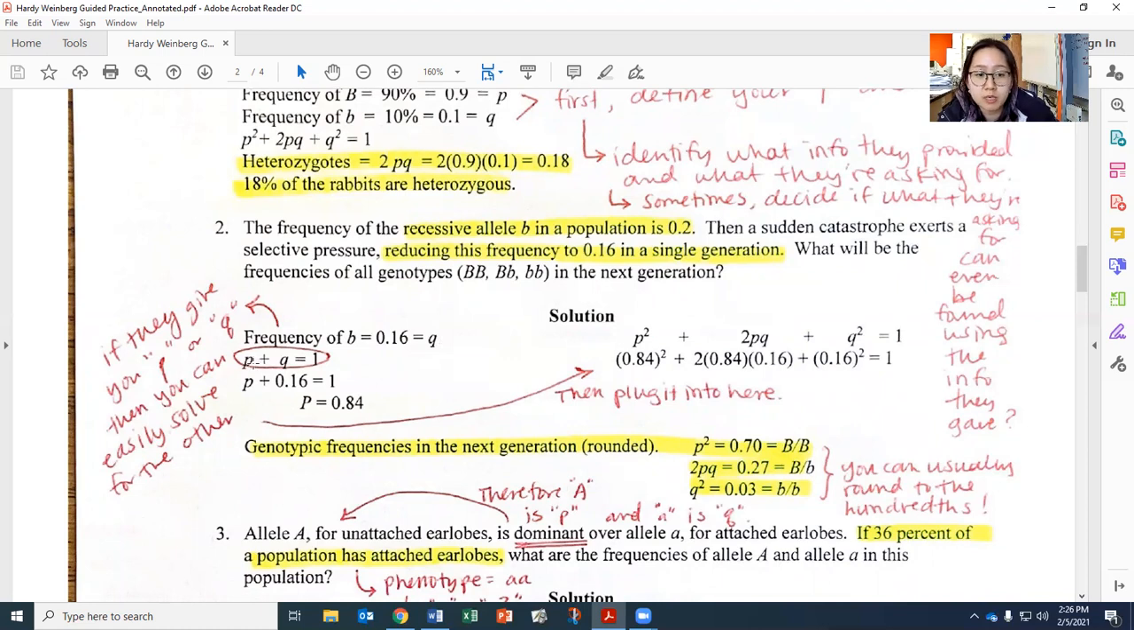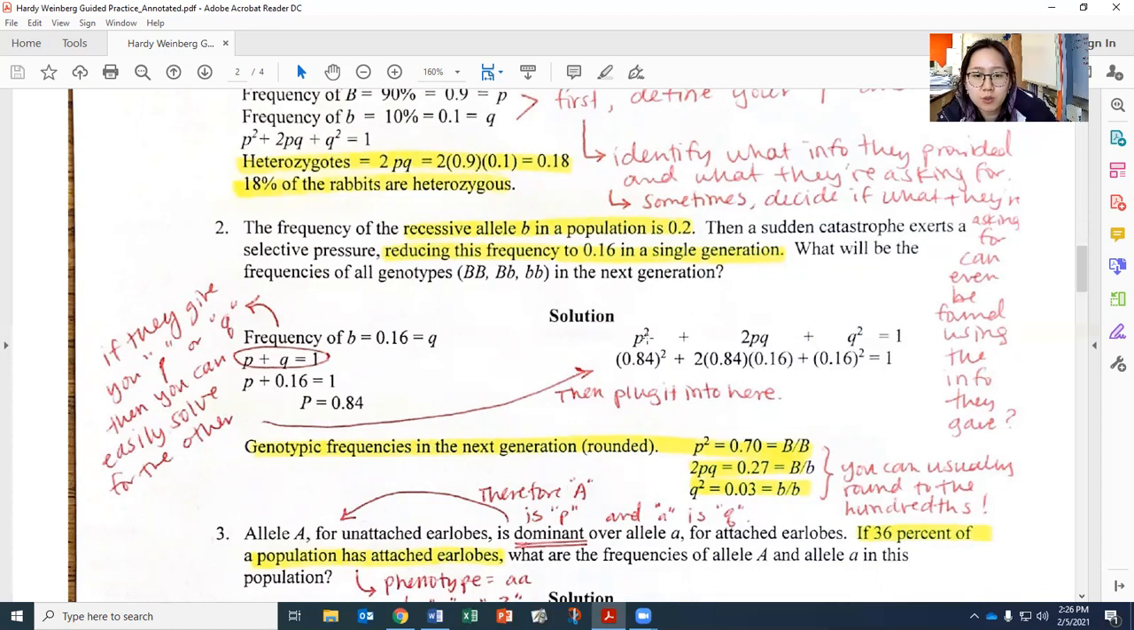Therefore, using the equation p plus q equals 1, we can do p plus 0.16, subbing in the q, equals 1, and you can subtract it from the 1, and you get p equals 0.84. So if they gave you p or q, you can always solve for the other super easily because this equation exists over here. Now, you can plug and chug it in over here.